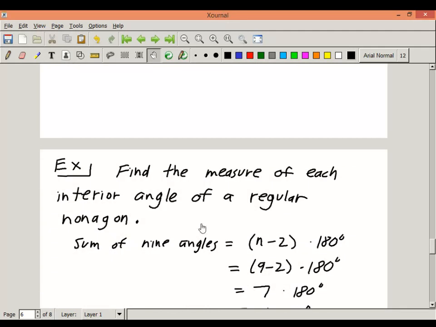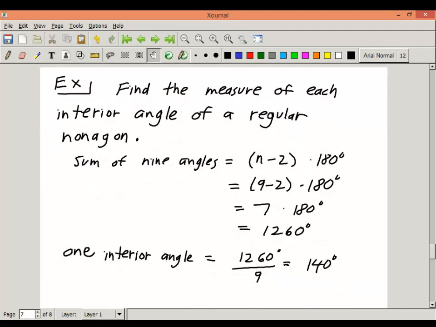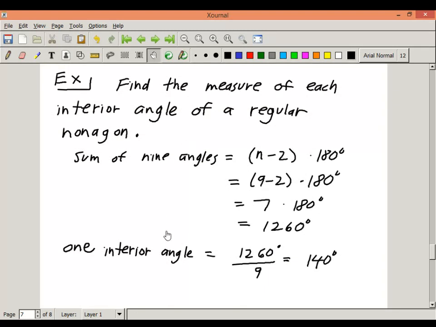Now, read this one carefully. It says find the measure of each interior angle of a regular nonagon. So this is really a 2-step process here. We're going to find out what those 9 angles add up to in total, and then we're going to divide that figure by 9 because it says it's a regular nonagon. So that means all the angles are congruent. So if we know what they add up to, we just divide by how many there are, and that tells you what one of them is.